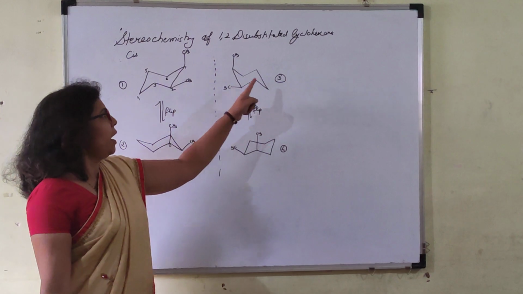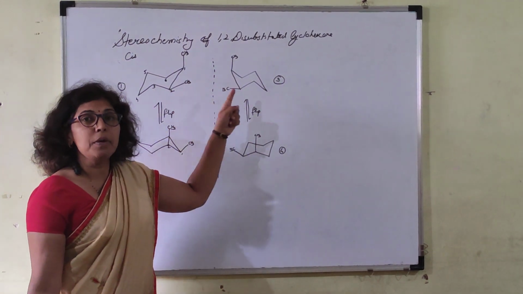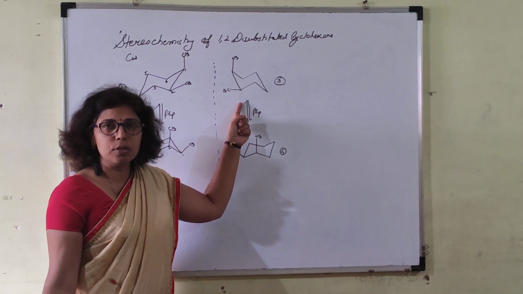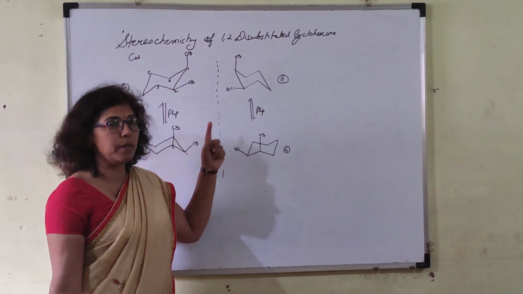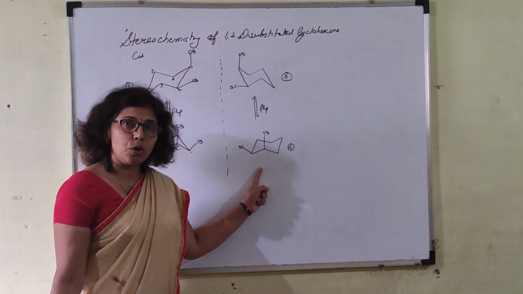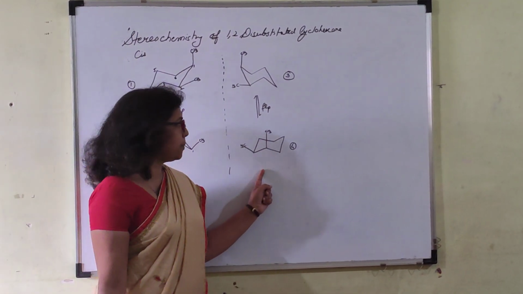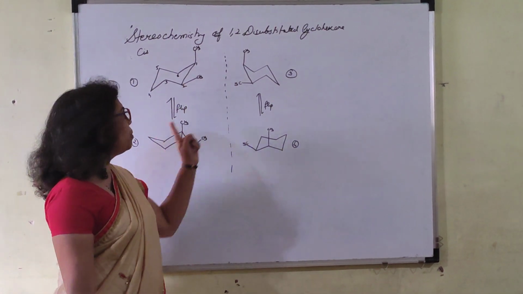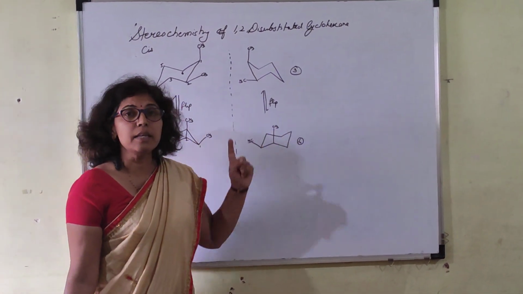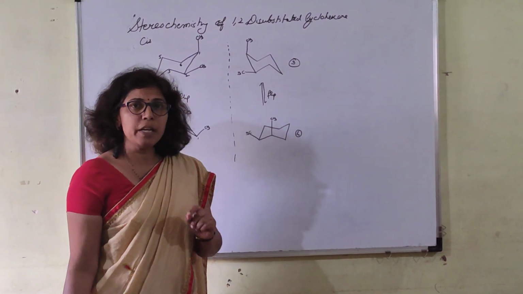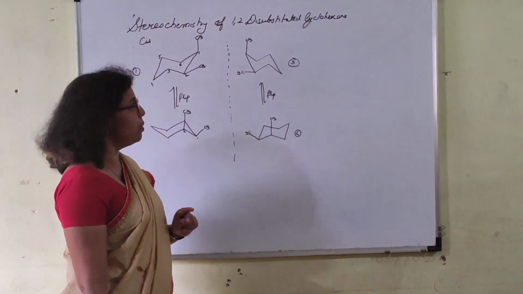Compound number 1 and 3, these two are mirror images but non-superimposable mirror images of each other. So, these two are called enantiomers. Likewise, compound number 2 and 4 are also enantiomers. Compound number 1 and 4, or compound number 2 and 3, are related as diastereomers. Now, let us check the energy associated with this molecule.